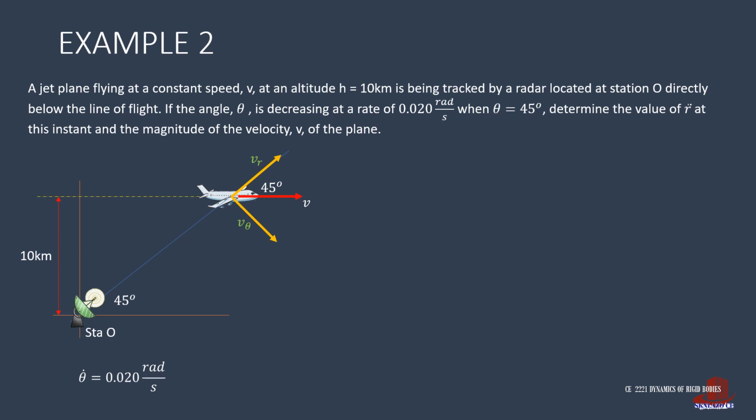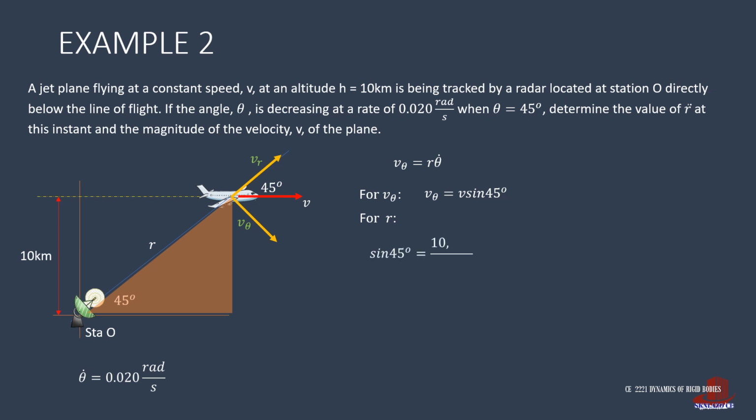With the given parameters shown in the illustration, and only the transverse velocity as 0.02 radians per second, we would need to find more parameters to complete the equation v theta is equal to r times theta dot. V theta is taken from the components as v sine 45 degrees. Radius r is also taken just the same from the origin to the particle at the angle stated. Using the triangle as shown, sine 45 degrees is 10 kilometers all over the hypotenuse r. Radius is then computed as 10,000 all over sine 45.